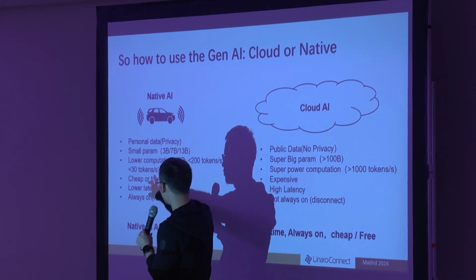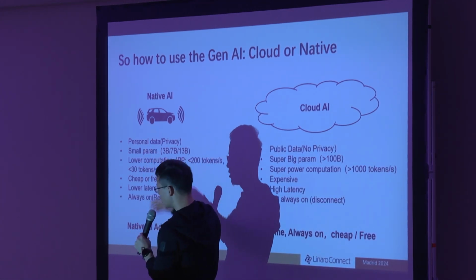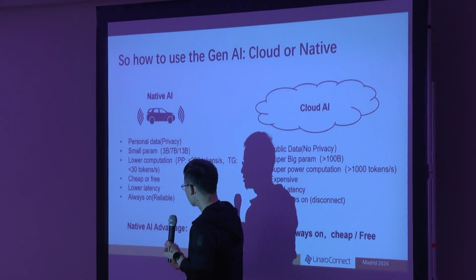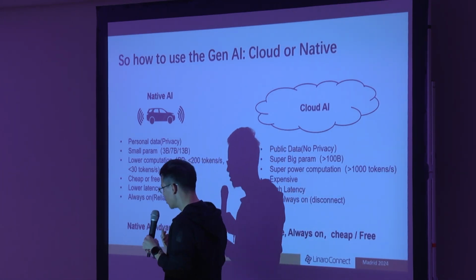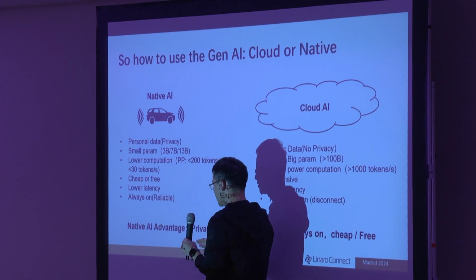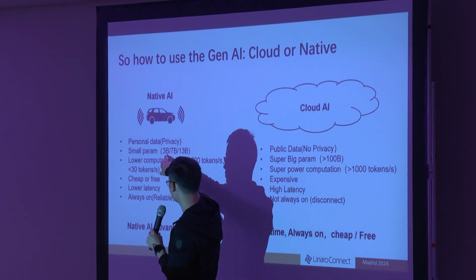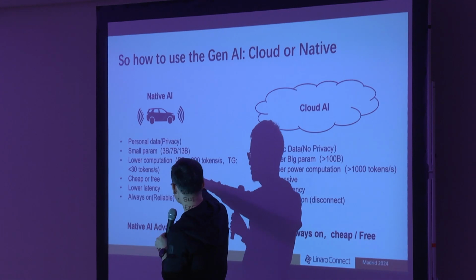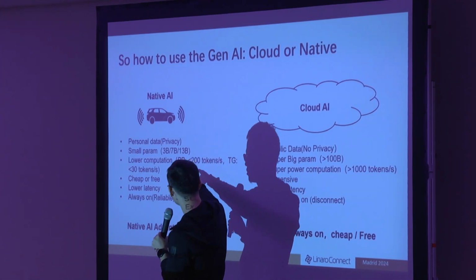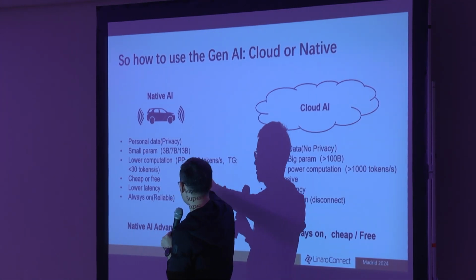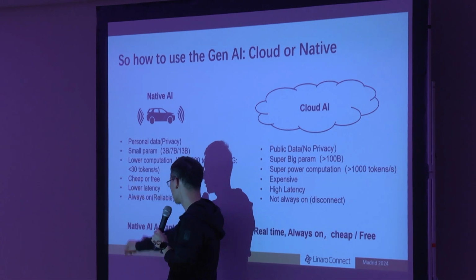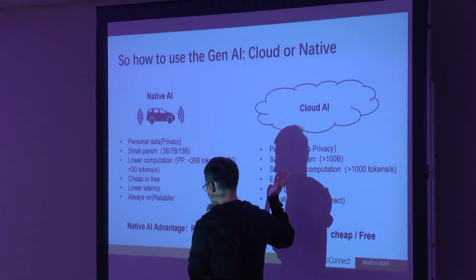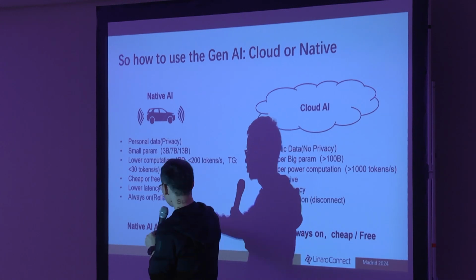The second is small parameters. Because your car doesn't have enough memory or enough computation, you don't have to put a big general AI in your car. So it's 3 billion, 7 billion, 30 billion. And the computation is lower, because in 1 second you could only handle 200 tokens or 30 tokens. And it's cheap and free. Yeah, because you don't need to pay for the website. You don't need to pay for ChatGPT. You can do it in your car.